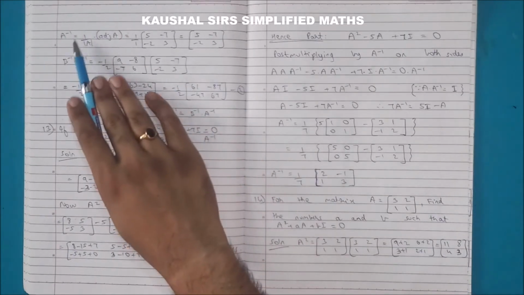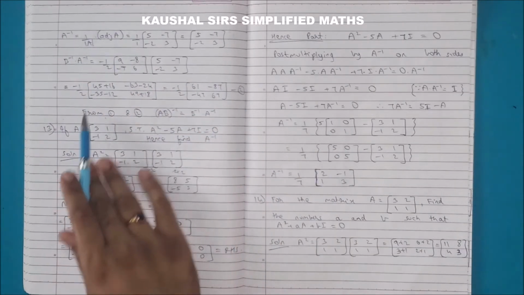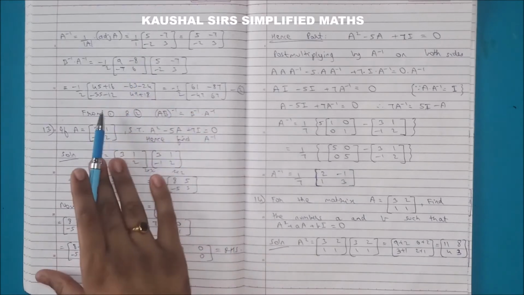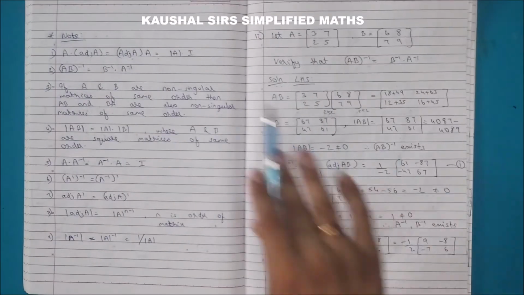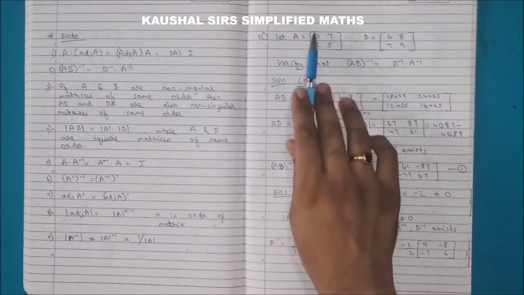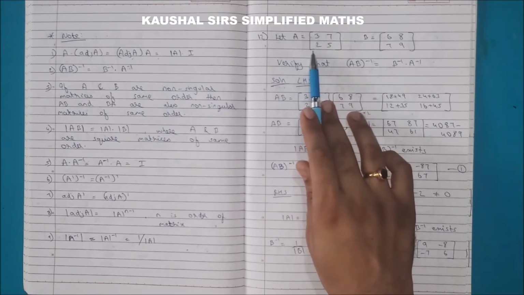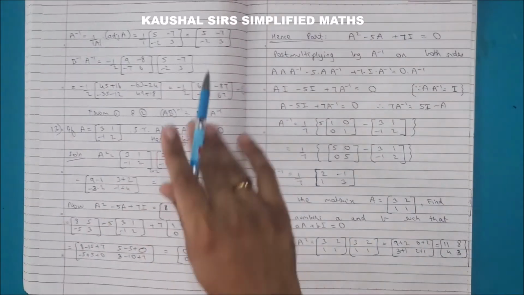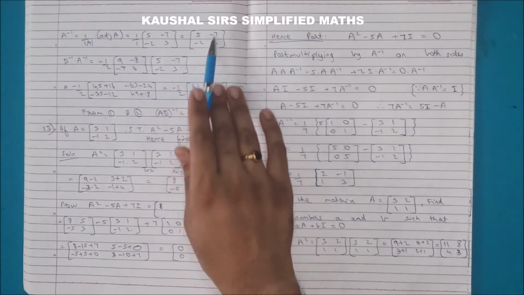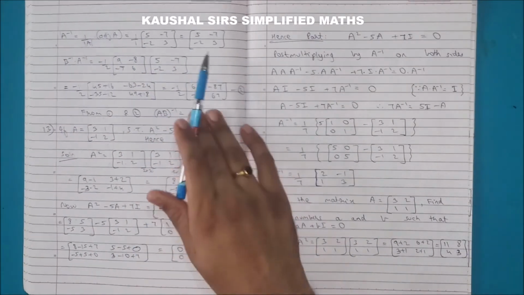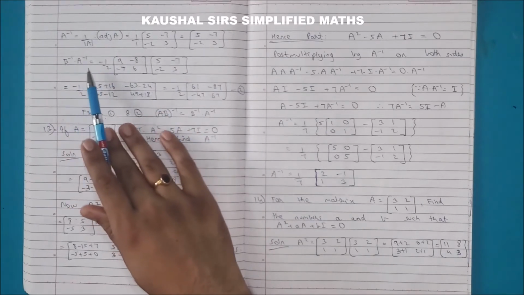Okay, now what? A inverse is 1 upon determinant of A into adjoint of A. Determinant of A we have already got 1 and adjoint of A कैसे निकालेंगे? Please tell me what would be the adjoint of A? Interchange the elements. तो इधर आ जाएगा 5, इधर आ जाएगा 3 and this will become minus 7 and this will become minus 2. So that is how you have got adjoint of A and so this is your A inverse. Now we are finding the RHS which is B inverse into A inverse.